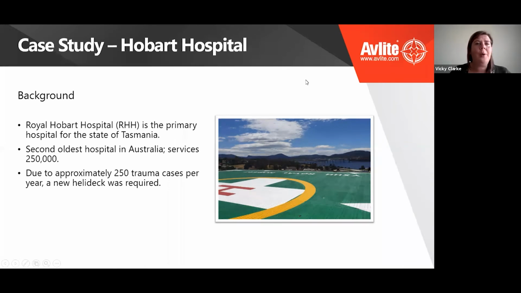I'm just going to do a quick run through of the case study for the Royal Hobart Hospital, give you a little bit of an overview as to an actual installation that we have prepared and supplied. So the Royal Hobart Hospital is Tasmania's largest hospital. It's the second oldest hospital in Australia, and services over 250,000 people across the south of the state.